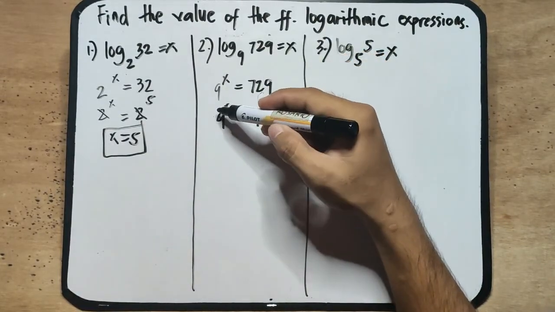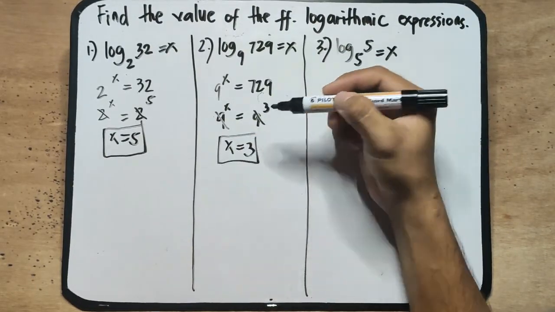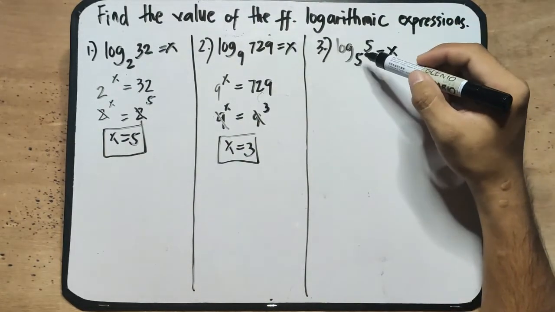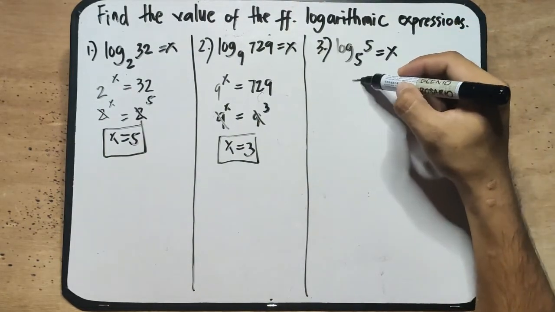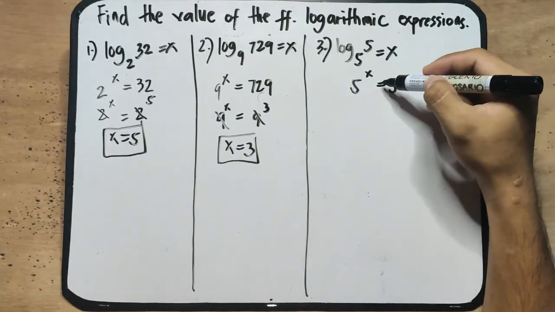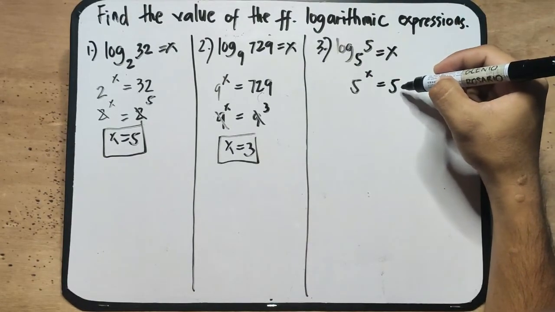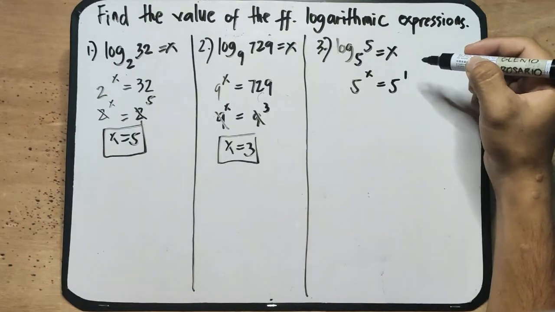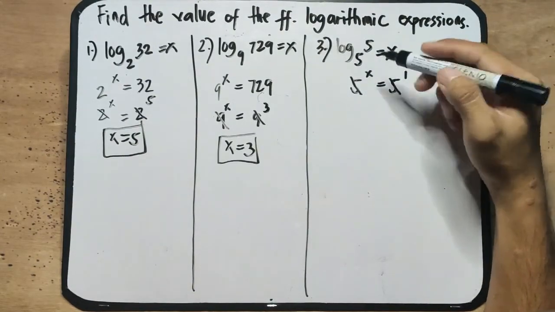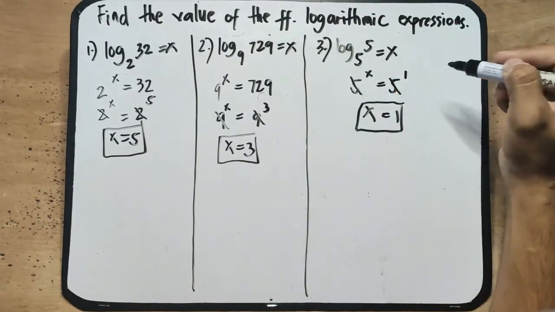They already have the same base. We disregard the base, we bring down the exponent. So the answer is x is equal to 3. For the third item, log base 5 of 5 is equal to x. So 5 is the base, x is the exponent, and 5 is the answer. So since they have the same base, and we know that the exponent of any constant term, any number, is 1, we can immediately disregard the base and we bring down the exponent. So x is equal to 1.